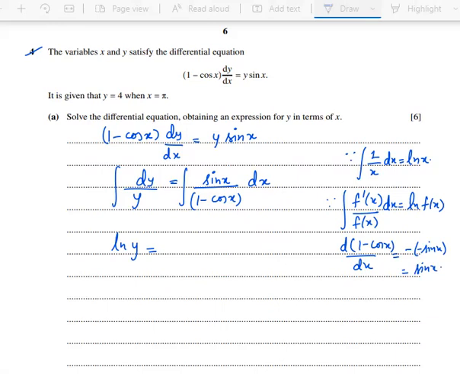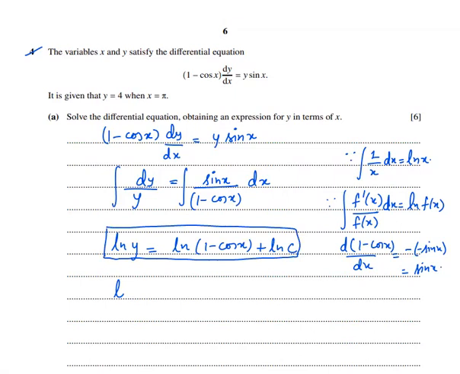Okay, now sin x is present in the numerator. Therefore, the answer for this integral will be ln of 1 minus cos x plus ln c. Okay, the arbitrary constant in an indefinite integral, right? So now we have to find the value of this constant c. For that we are given the condition: when y equals 4, x is equal to pi. So now plug in the condition and write this as equation 1.